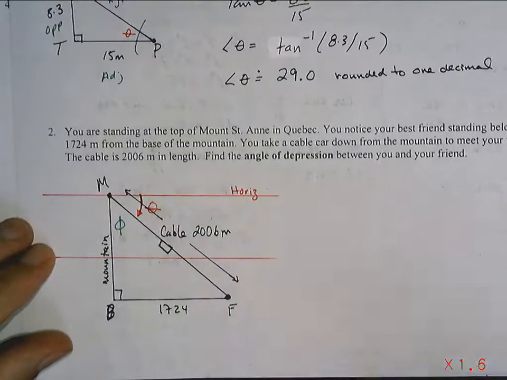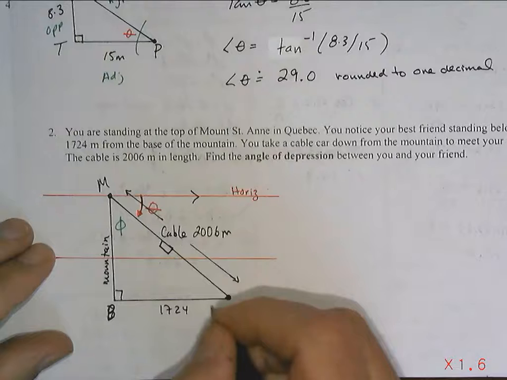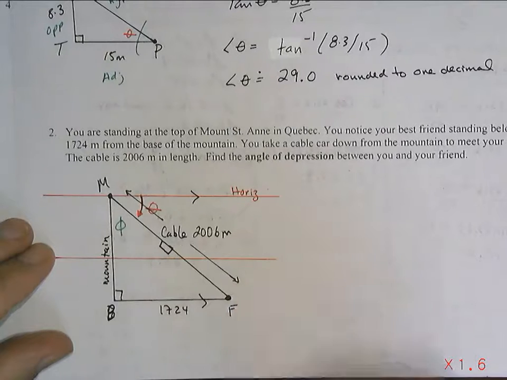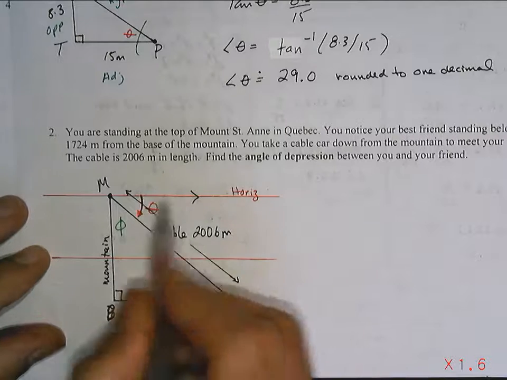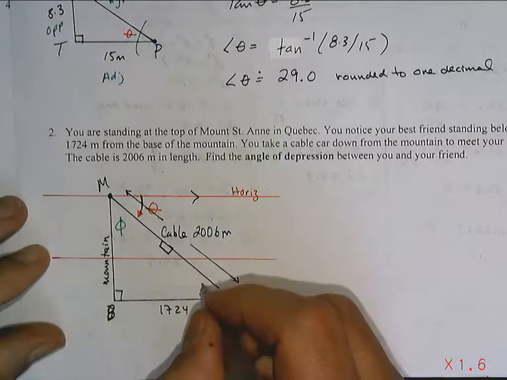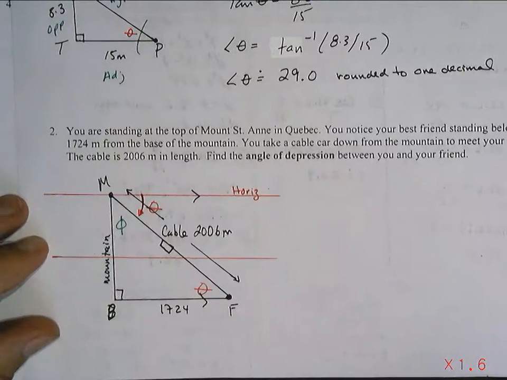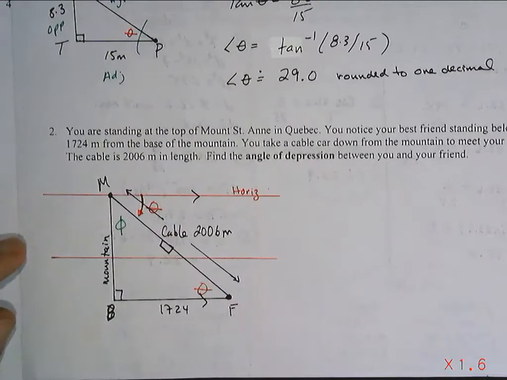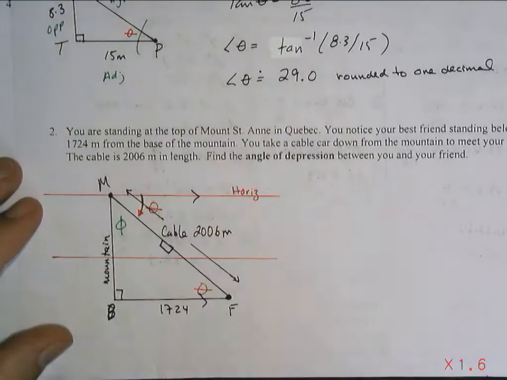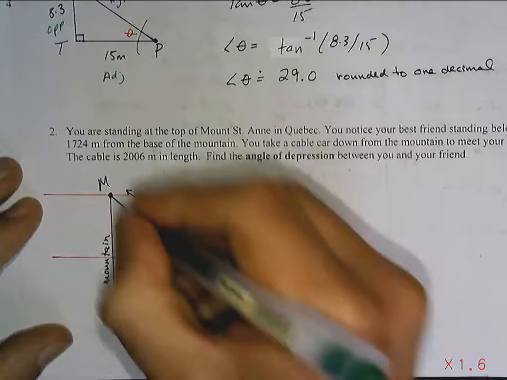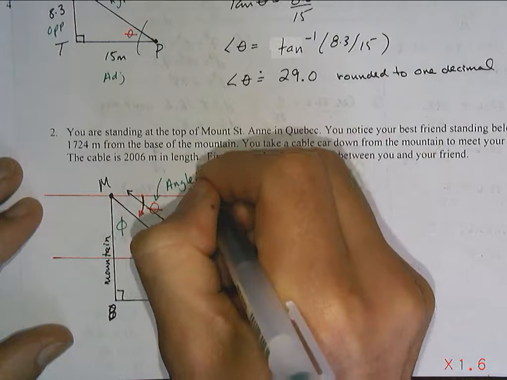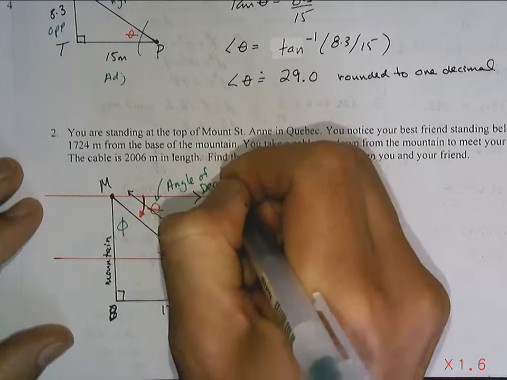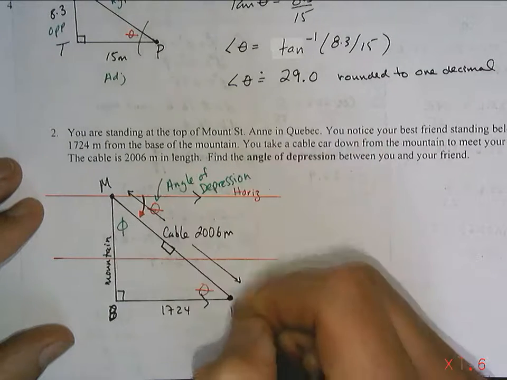Or I can make use of grade 9, knowing that this horizontal and this horizontal are going to be parallel. And then we can do that Z pattern thing that was so much fun to do in grade 9. Z, Z, Z. And there it is. Now, be very, very clear here. This is your angle of depression. And if I ask for a diagram, you have to show it to me. This is where it is. Angle of depression. And that's the angle of depression between me and my friend.